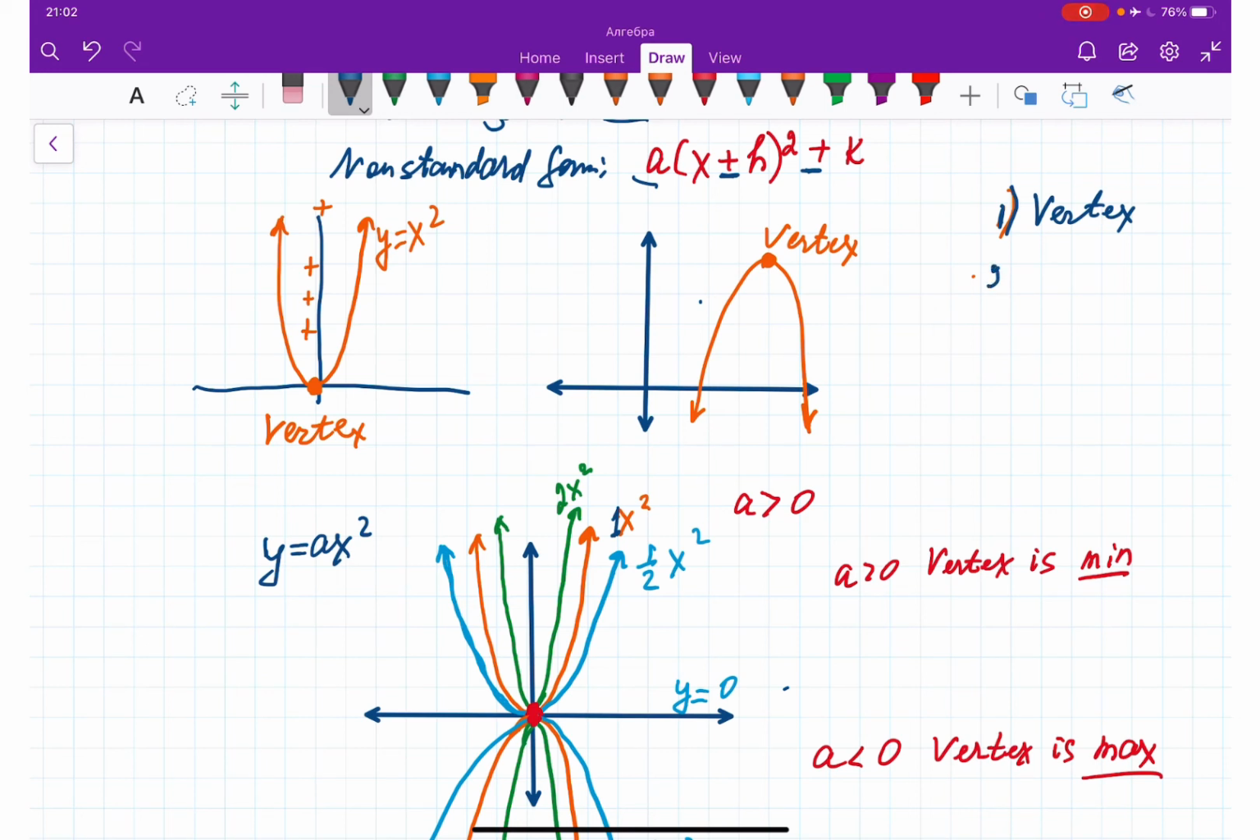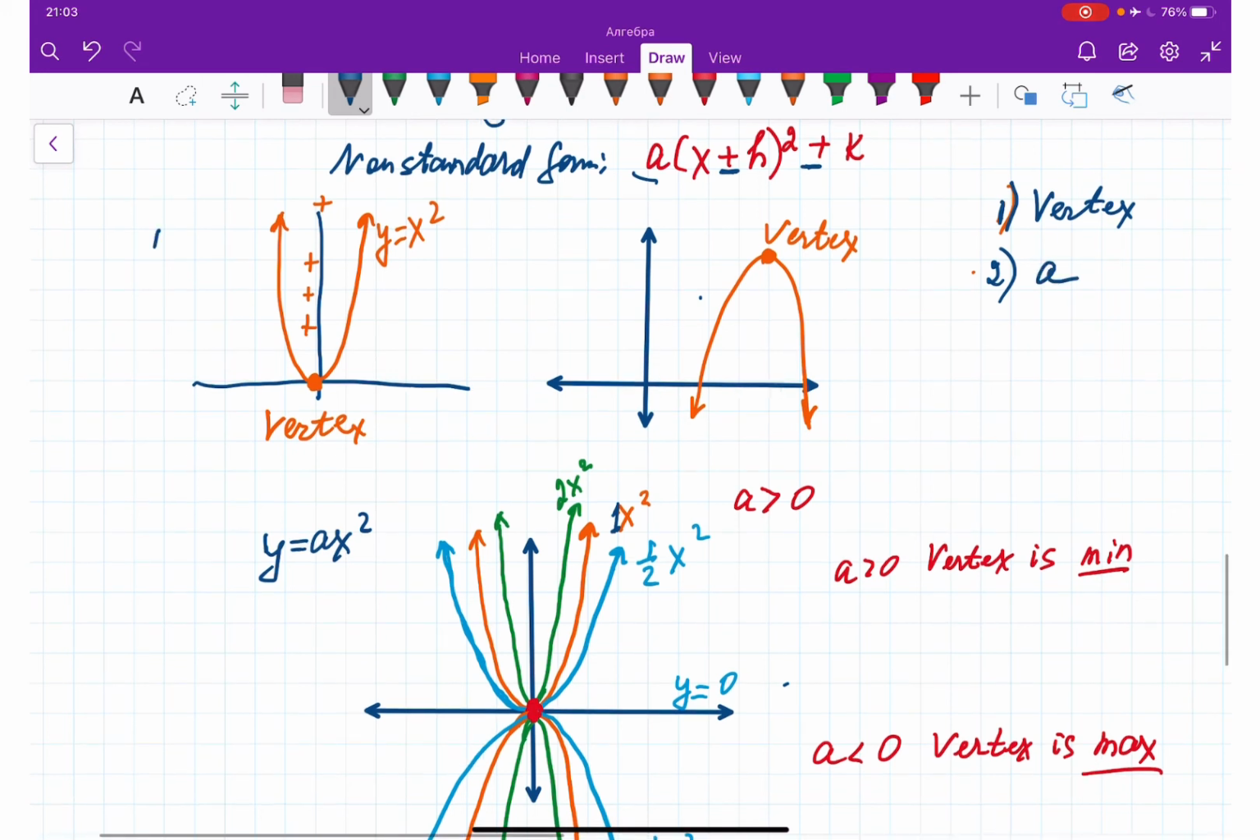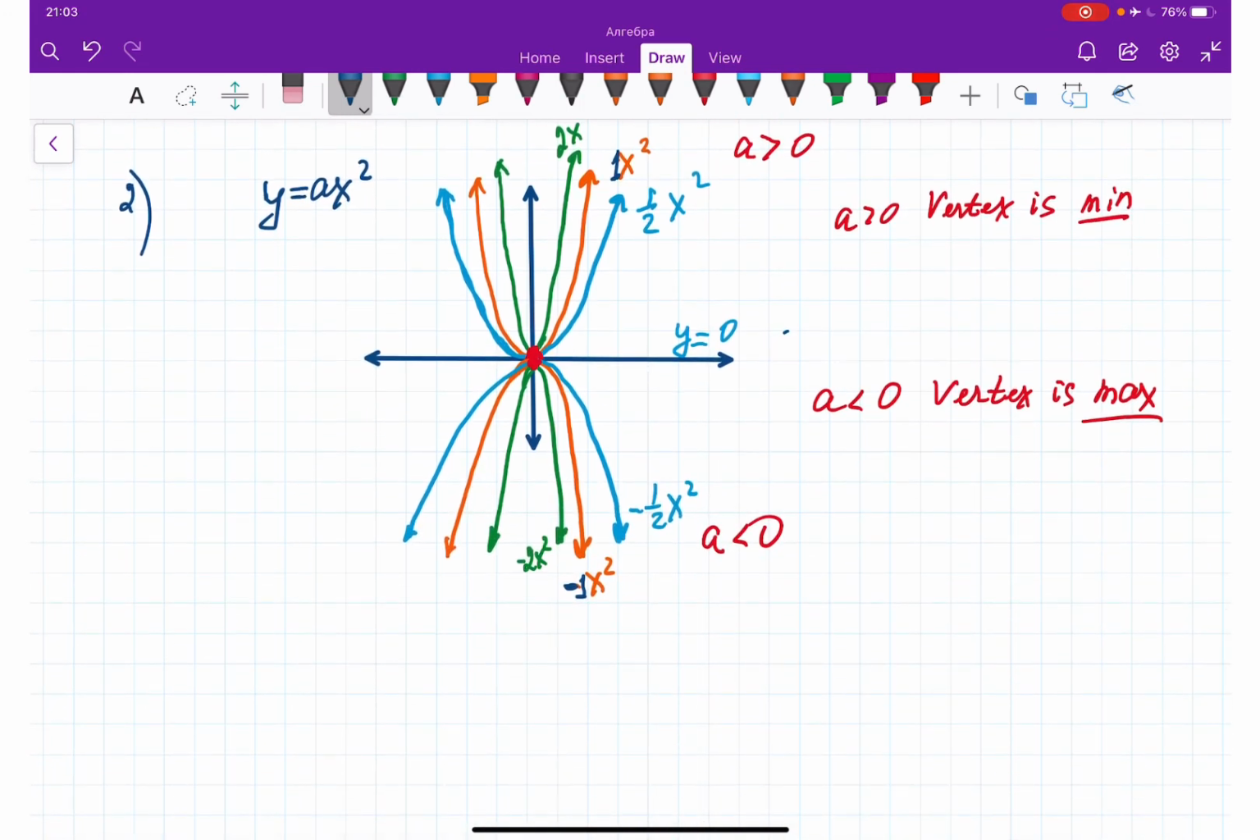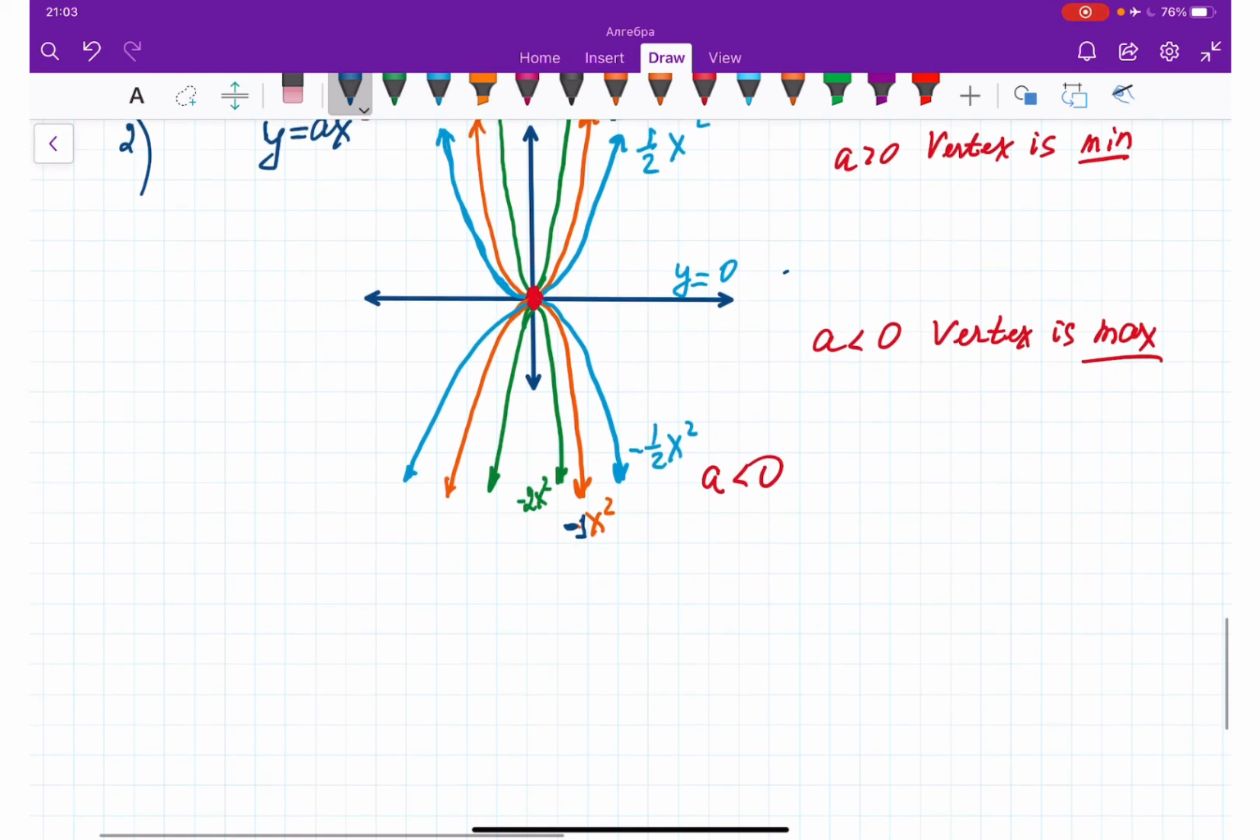Next step is going to be our coefficient A. Okay? Coefficient A. Next, we are going to look at the intercept, x-intercept.